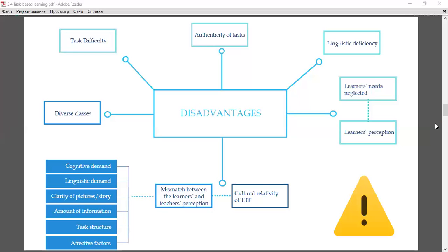Next one, learners' needs neglected. One particular task may interest a few learners belonging to a particular gender or cultural background, but it may not be of interest to the others.